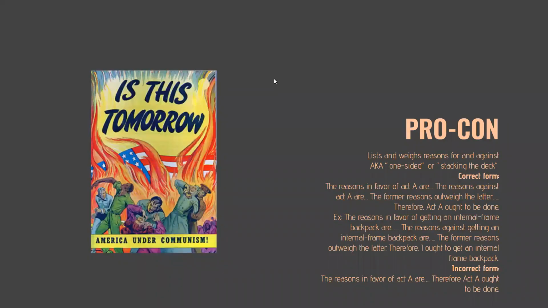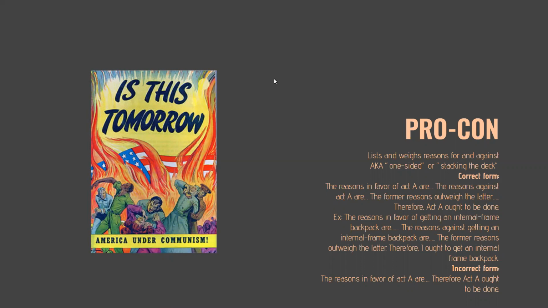This next form of reasoning lists and weighs reasons for and against. So pro-con, the correct form is the reasons in favor of Act A are, the reasons against Act A are, the former reasons outweigh the latter, therefore Act A ought to be done. So we could say, the reasons in favor of getting an internal frame backpack are, the reasons against getting an internal frame backpack are, the former reasons outweigh the latter, therefore I ought to get an internal frame backpack. The incorrect form would be, the reasons in favor of Act A are, therefore Act A ought to be done.